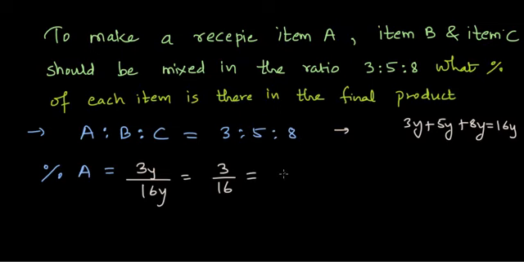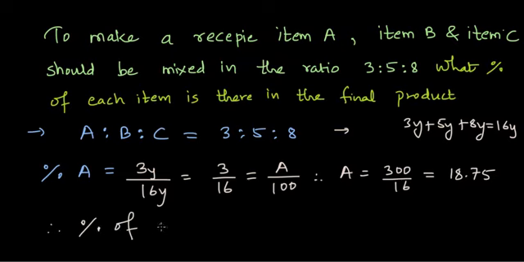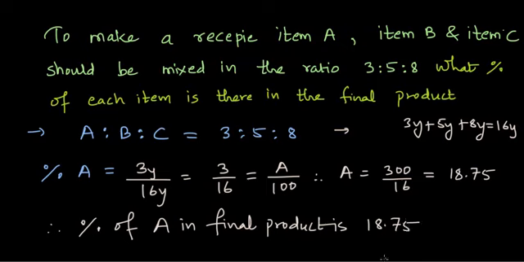So you simply have to add up all the values in the ratio. And to find the percentage of it, let's write percentage of A. I'll write variable A divided by 100. 16 parts, which are the total parts, correspond to 100%. So what is 3 out of 16? This gives me A is equal to 300 divided by 16 after cross multiplication. And this is equal to 18.75. And therefore, the percentage of A in the final product is 18.75.